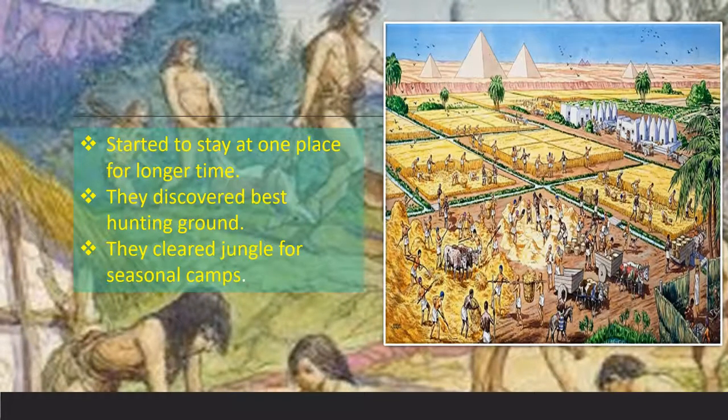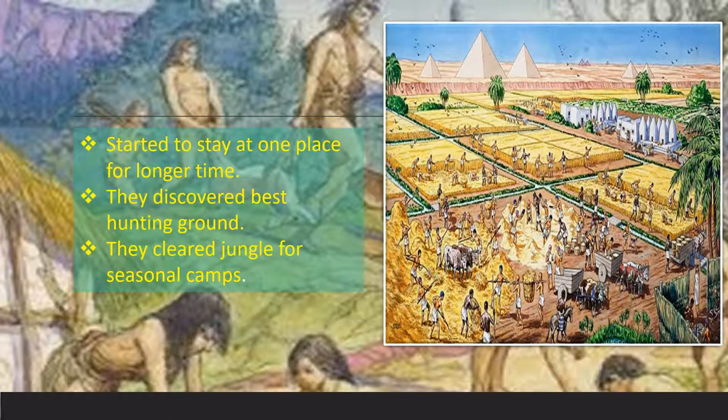Started to stay at one place for a longer time. So student, from this image we learn that Homo sapiens hunted fish and grew wild grains in the field, and because of that they started staying at one place for a longer time. With the help of their knowledge they discovered the best hunting ground and lived there for a longer period.